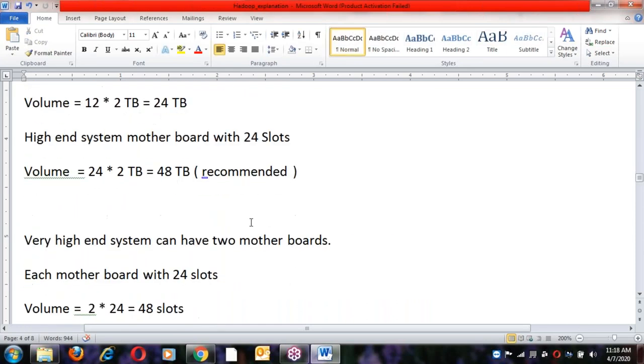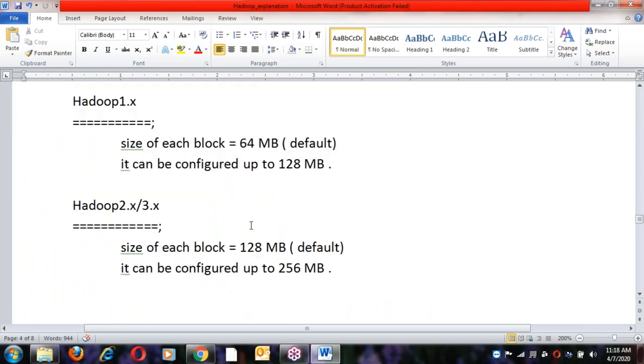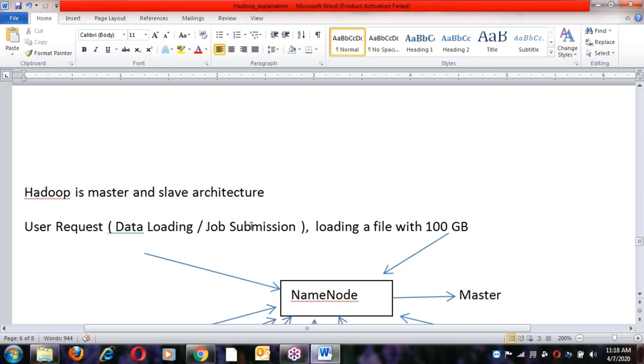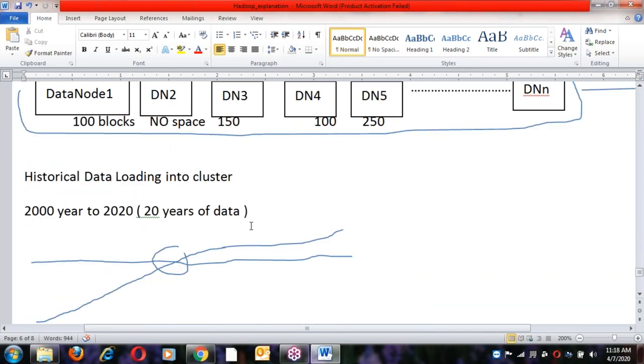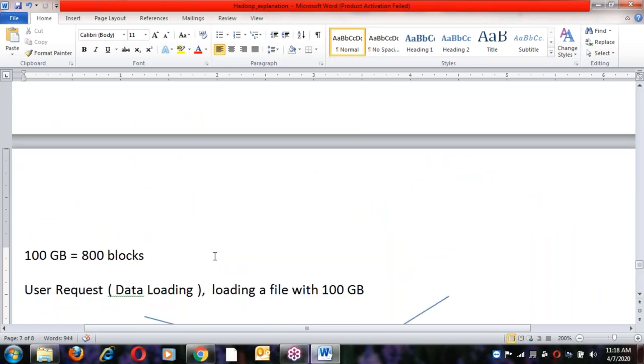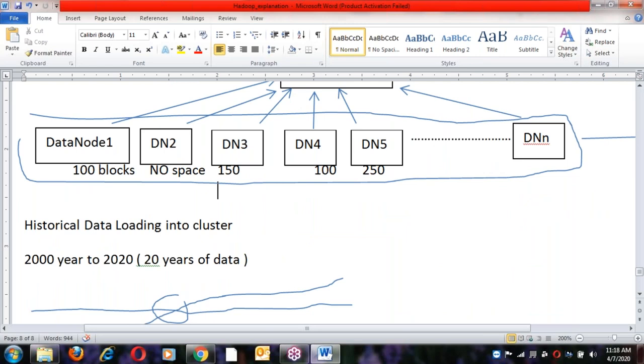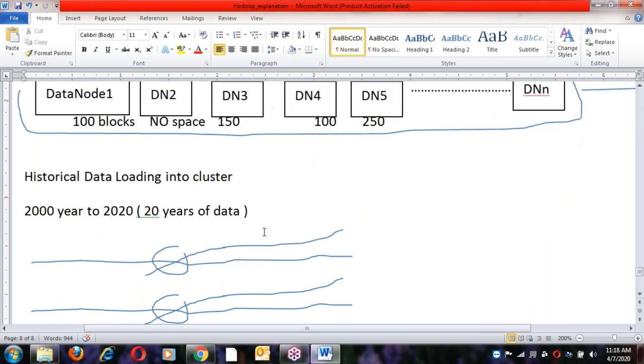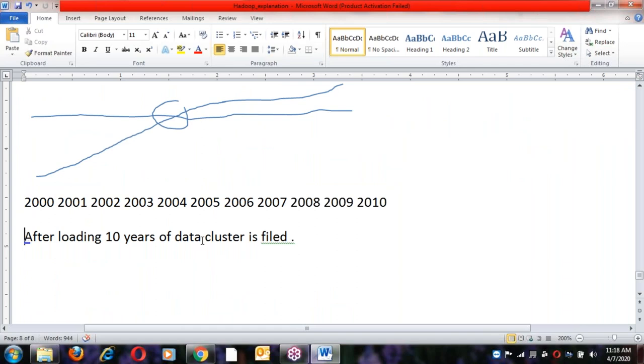The traditional system fails. But in Hadoop, when the cluster has failed, what is the solution? The capacity is 100 nodes. Suppose each node is 48 TB; 100 times 48 means 4800 TB. Suppose all 100 nodes are filled up, and there is still data. After loading 10 years of data, the cluster is filled up. Then what happens? Now the Hadoop cluster is facing a big data problem.